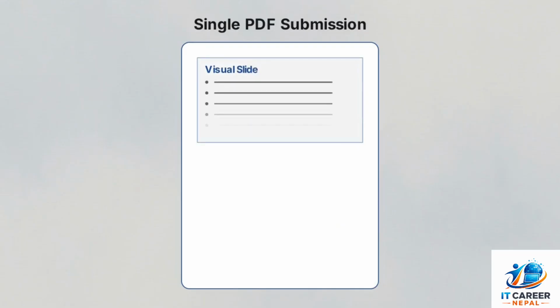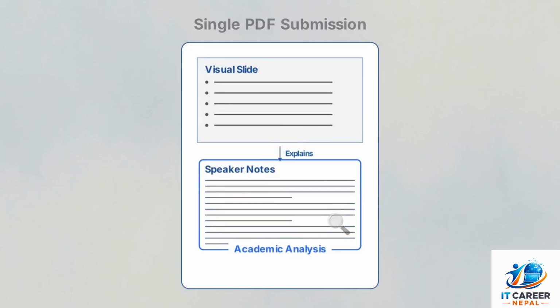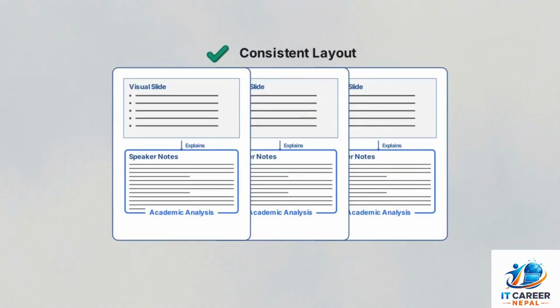Second, you must submit this presentation as a single PDF document. Crucially, this PDF must be exported so that your speaker notes are visible alongside the slides. If the grader cannot read your notes, they cannot evaluate your analysis.